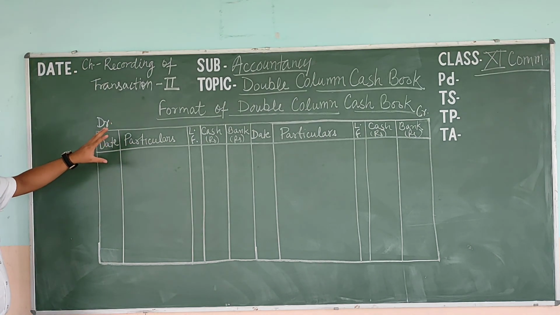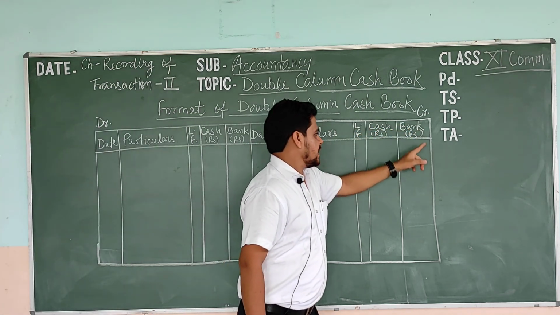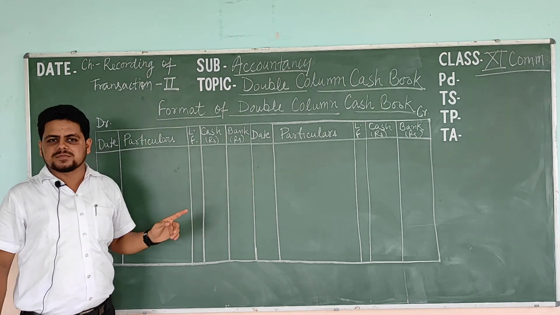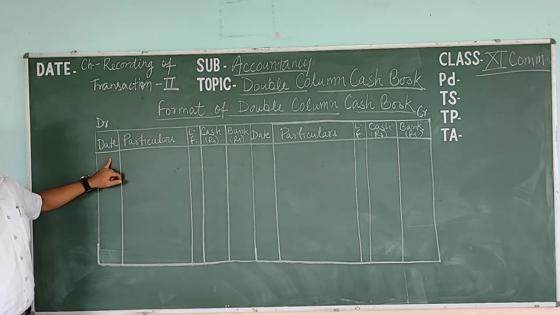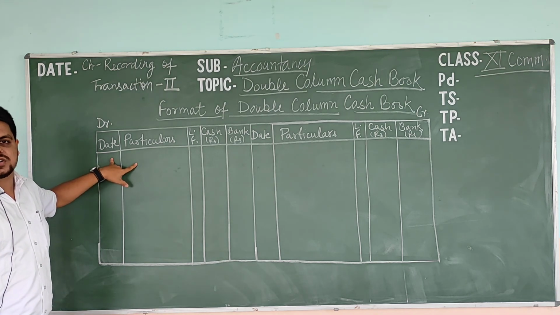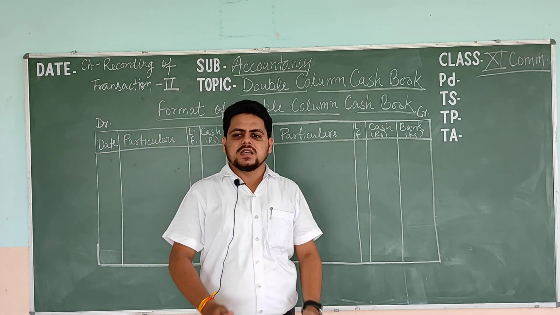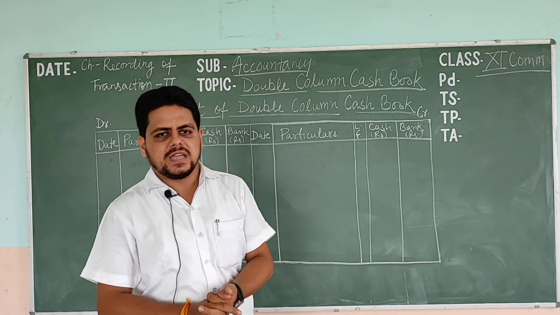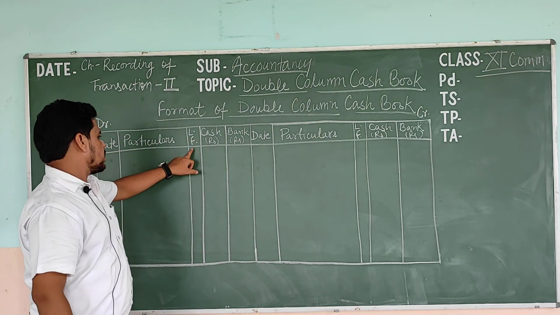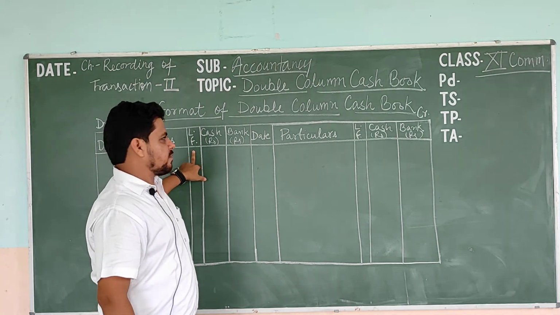The double column cash book contains two sides, the debit side and the credit side, and there are 5 columns on each side. The first column is for the date. We always mention the date on which the transaction happened. After that we write the particulars, the details of which party is debited and which party is credited. After that comes the LF column, ledger folio, where we mention the page number of the ledger.